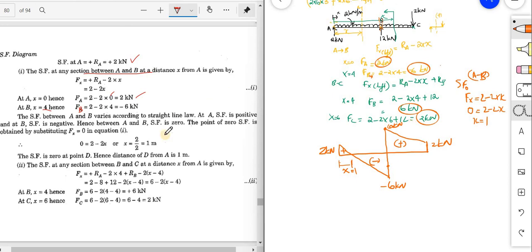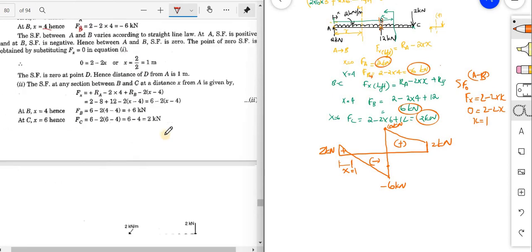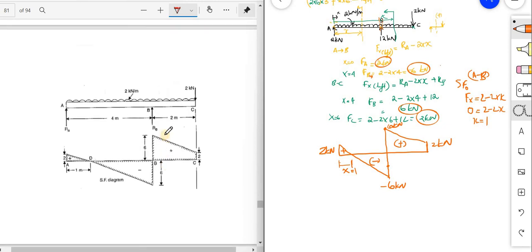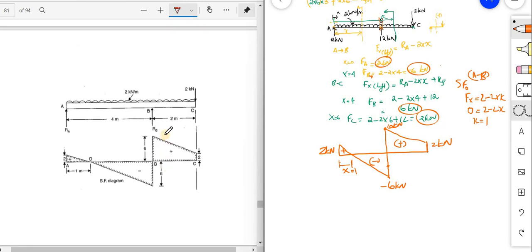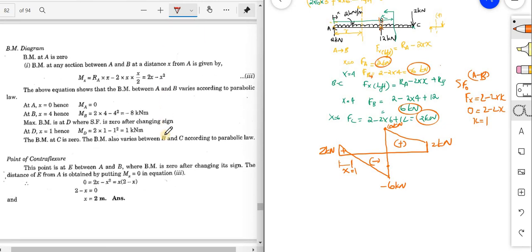Okay, so we have found out the shear force diagram. You can see here the note also is given as the same only. Now the next one is the bending moment diagram.